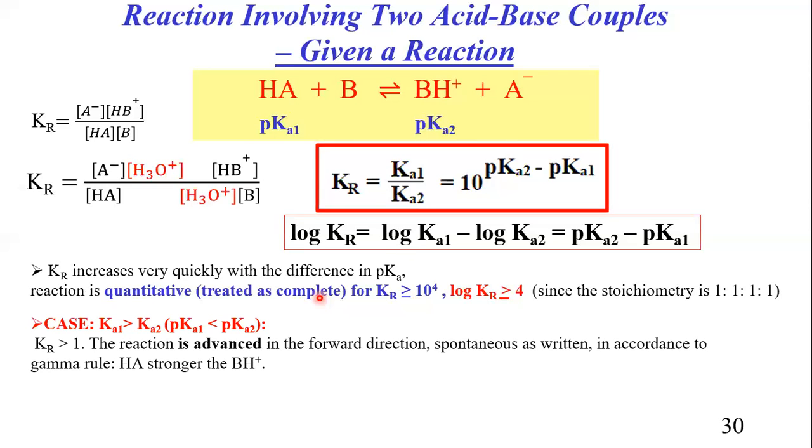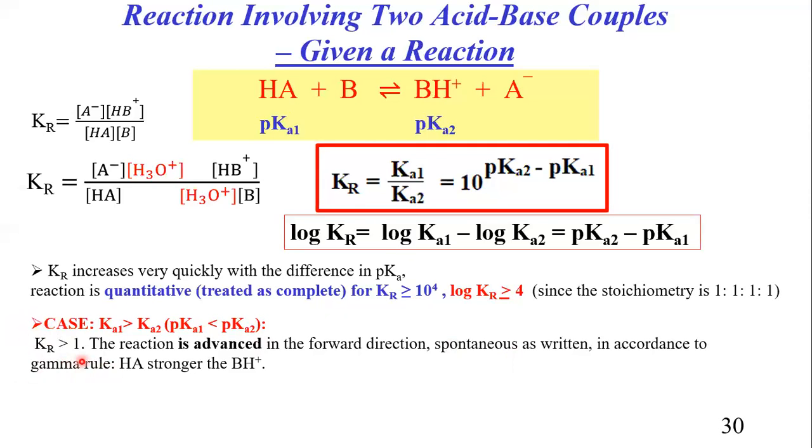In the case where the Kr is greater than 1, in other words, that Ka1 is greater than Ka2, in other words, that the reactant acid is the stronger acid, and in other words, that the reaction goes according to the gamma rule, then the reaction is actually advanced, and it goes in the forward direction. And indeed, it's spontaneous, and it is in accord with the gamma rule.